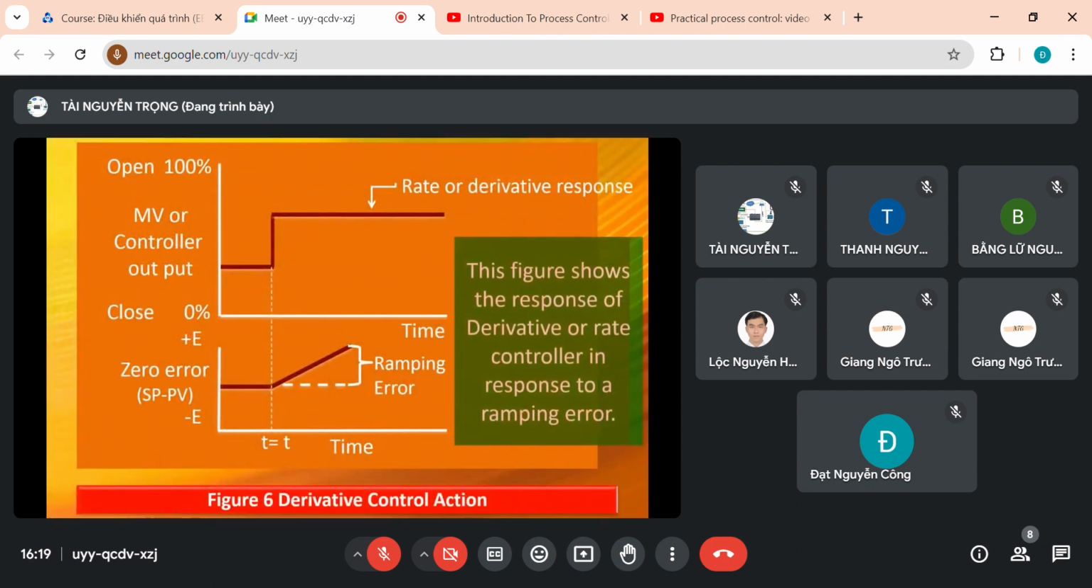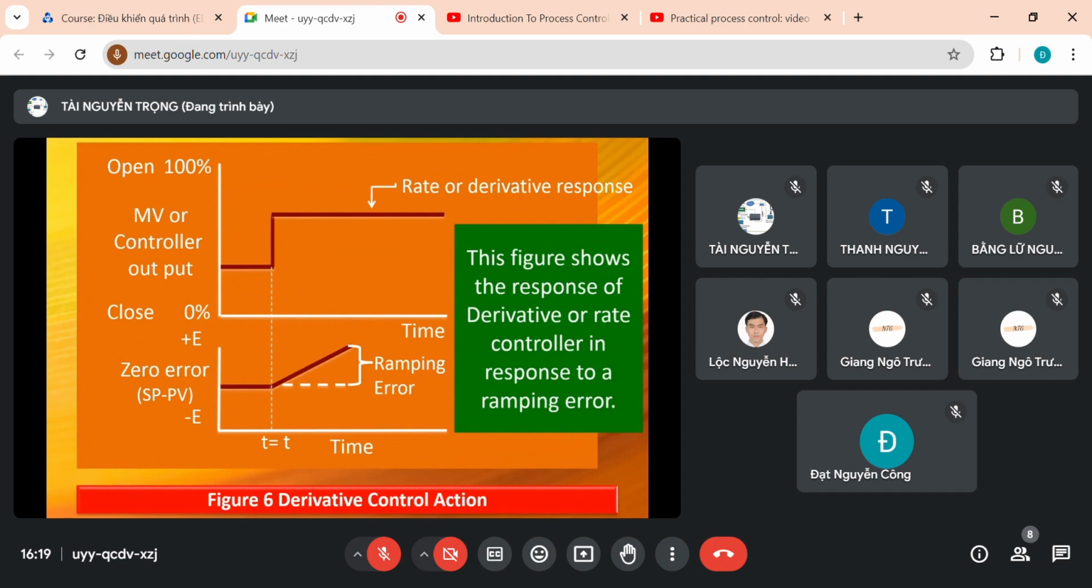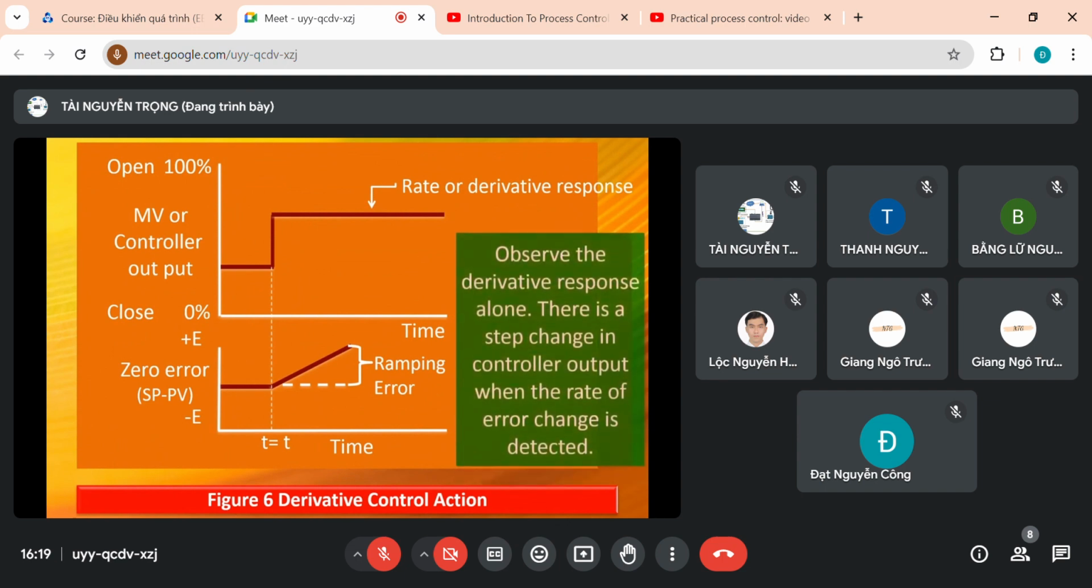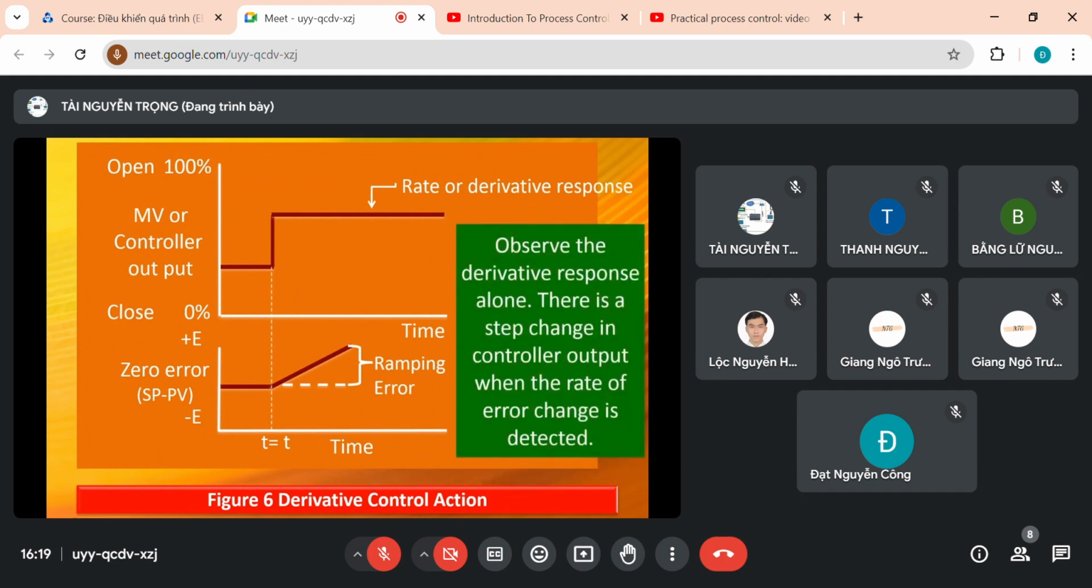This figure shows the response of a derivative or rate controller to a ramping error. Observe the derivative response alone. There is a step change in the control output when the rate of error change is detected.